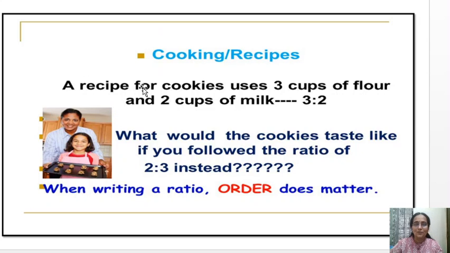When you have to prepare the cookies, you need 3 cups of flour and 2 cups of milk. The standard ratio is 3:2. If you write 2:3, it means that you are using 2 cups of flour and 3 cups of milk. You will not get your required cookies. So writing the order is very important while writing the ratio.